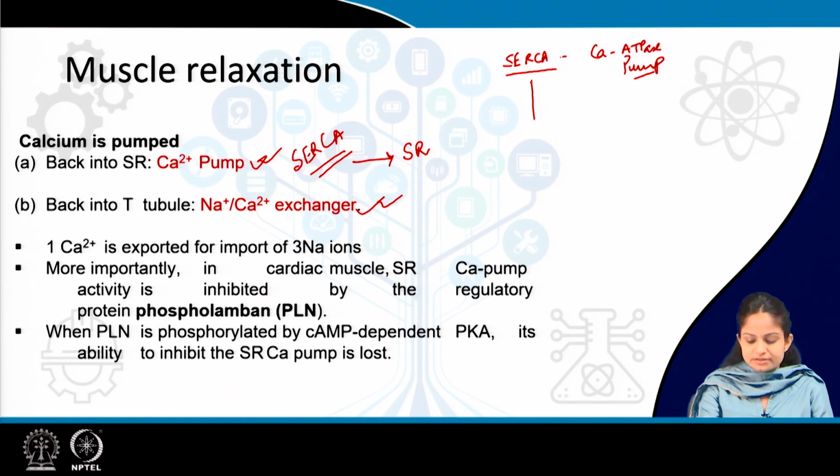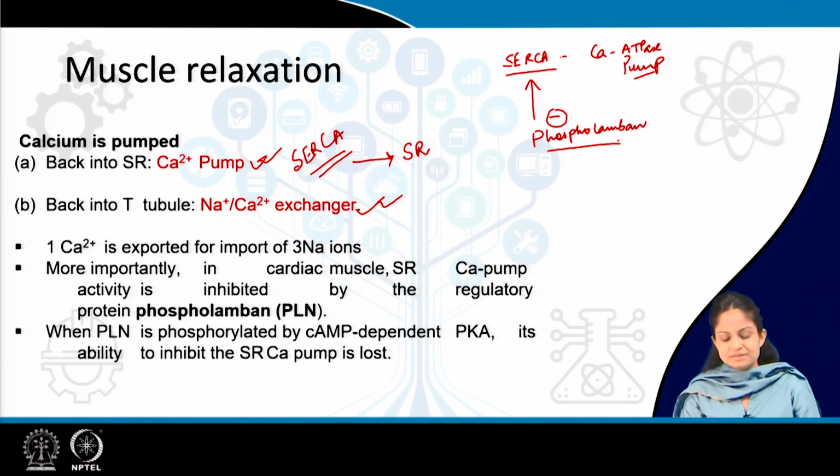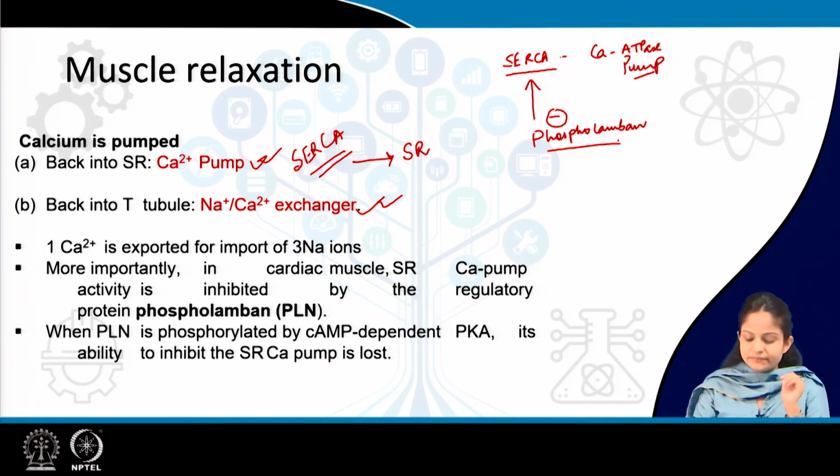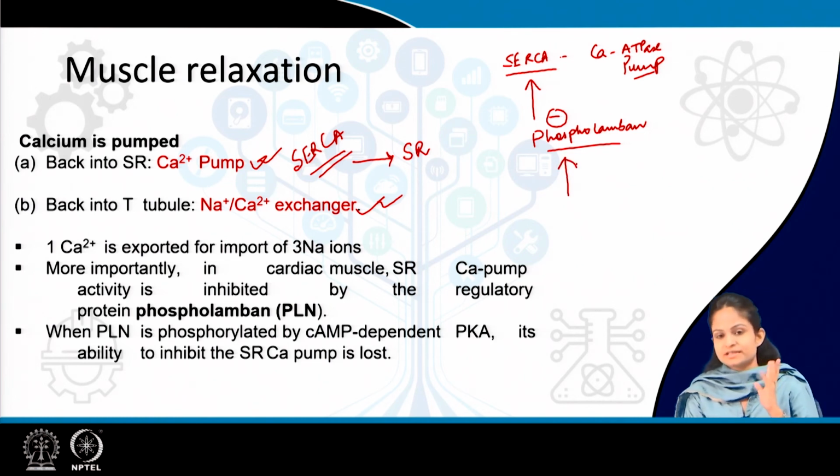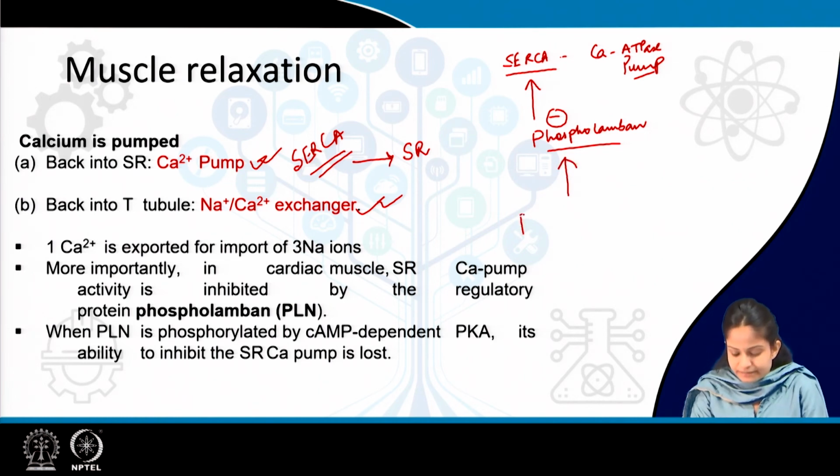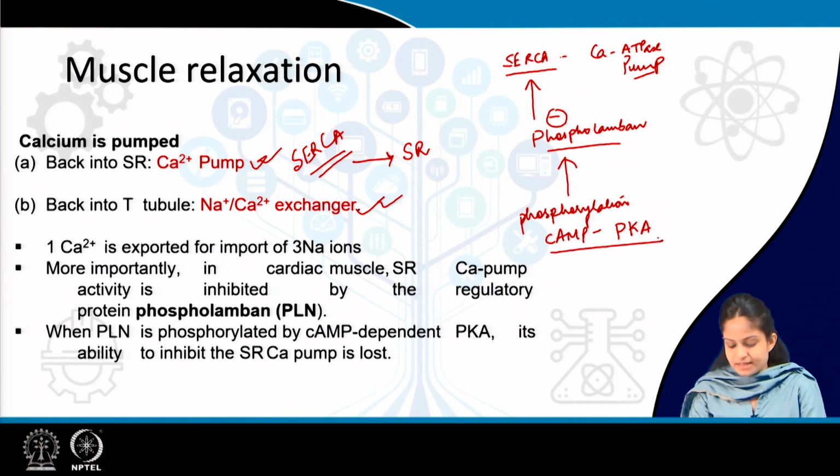So, this is usually kept inhibited by a molecule known as phospholamban. So, this phospholamban is the molecule which usually inhibits the Sarka pump. This inhibition will be removed only whenever there is a phosphorylation of this molecule, and this phosphorylation is done by none other than cyclic AMP mediated protein kinase activity.